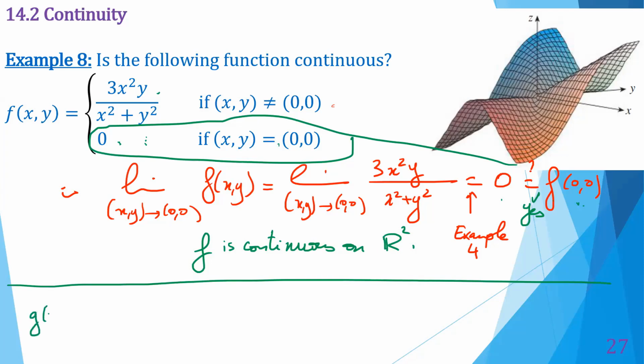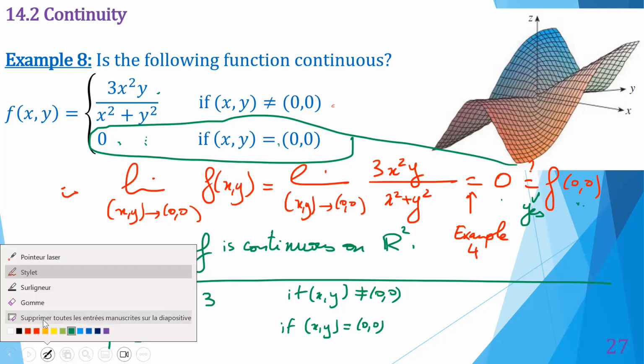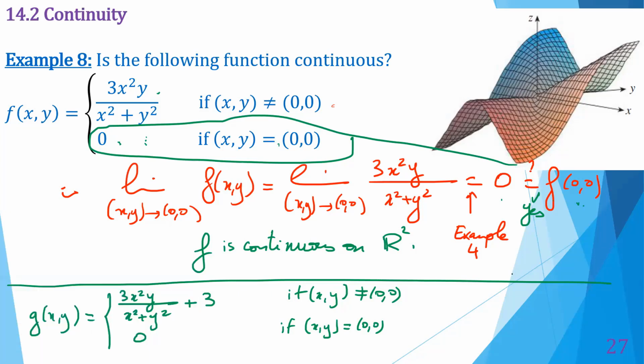Imagine you have a function g(x,y) equals 3x²y over x²y² + 3 if (x,y) is different from (0,0), and 0 if (x,y) equals (0,0). What do you think about the function g? Is it continuous at (0,0), at the origin here? Yes or no? The value would be 3. Say yes. And I say no here.